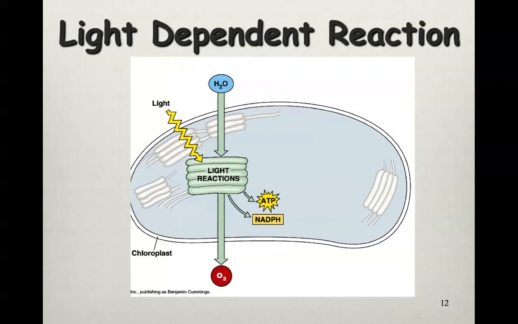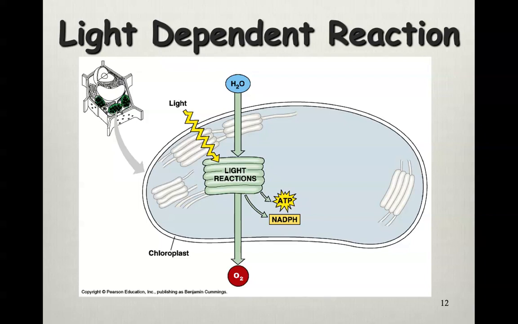So the light-dependent reaction is very basic, and it needs light, hence the name light-dependent reaction. The light starts the whole process, and it also uses water that actually comes out as oxygen. So water gets broken up and gives off oxygen. And then the other products are ATP and NADPH.